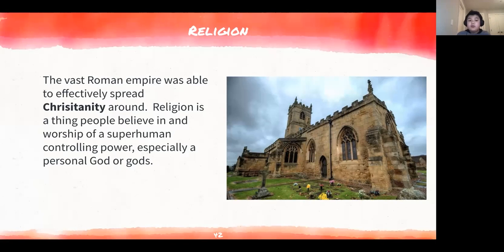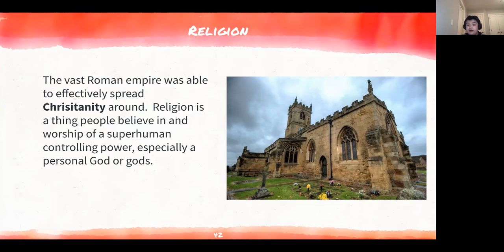As we saw before, the Roman Empire was really big, stretching from England all the way to Egypt and Turkey, which is considered really big. It is bigger than modern day Russia. And it was really wealthy too. The later Roman Empire actually believed in a different religion called Christianity. So, what is religion? Religion is a group of people who worship superhumans that are controlling the world, controlling the power, especially a person, god or gods.